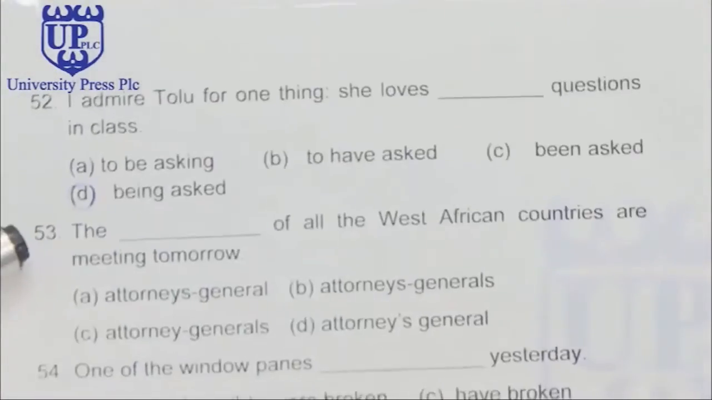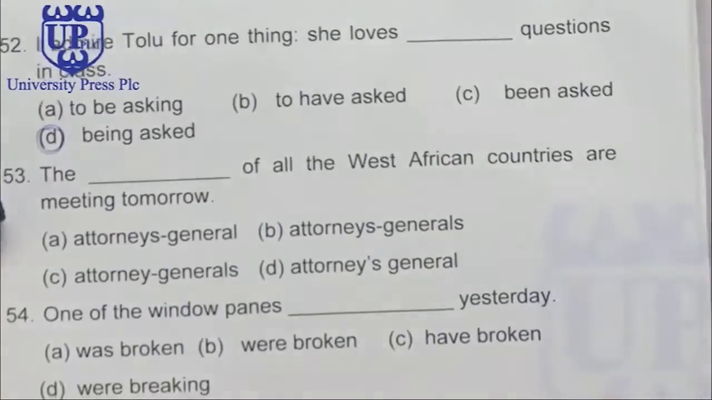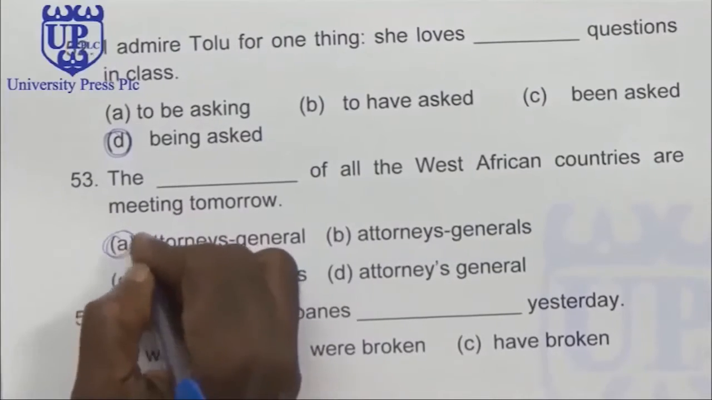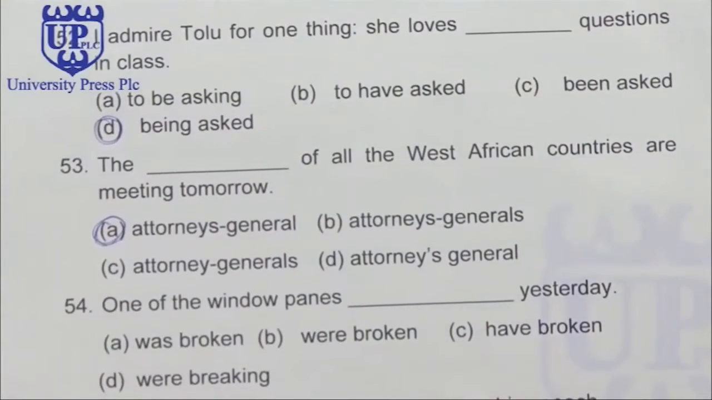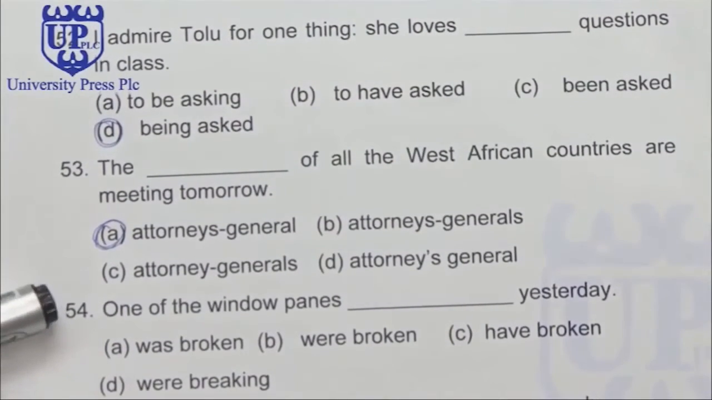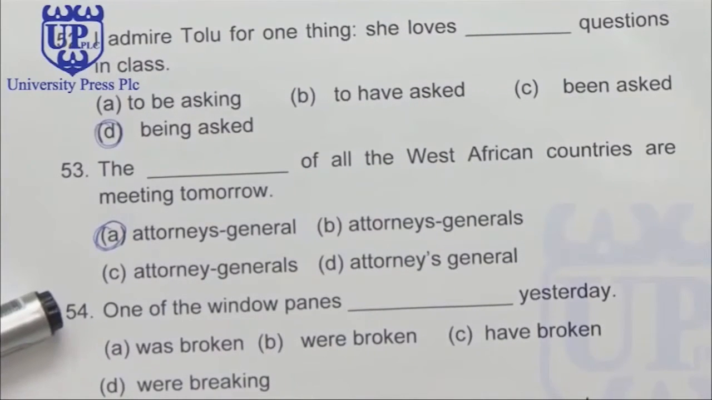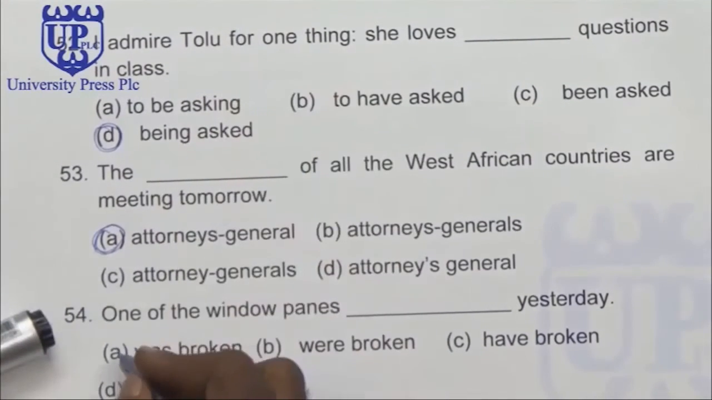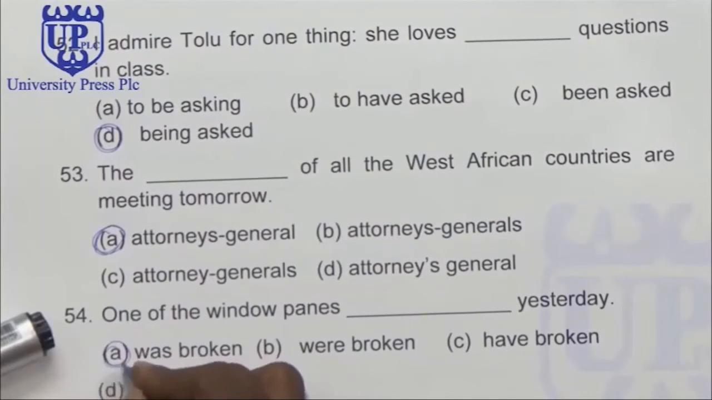53, the dash of all the West African countries are meeting tomorrow. Okay, the attorneys general, okay, this one. The same thing we have commanders in chief and so on and so forth. Then number 54, one of the window panes, what should it be, yesterday, was broken. One was broken. So only one was broken.